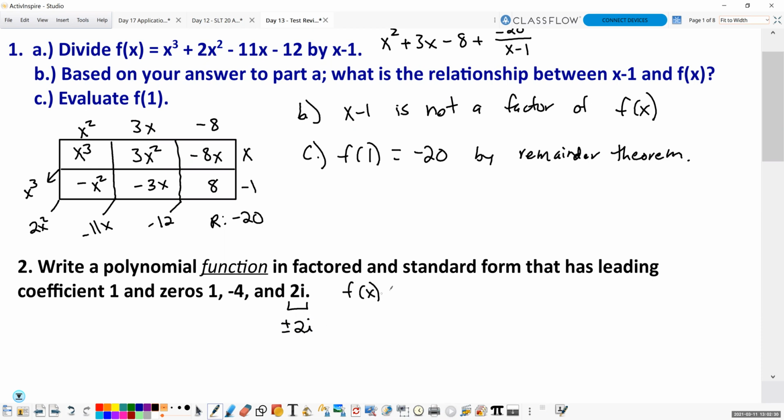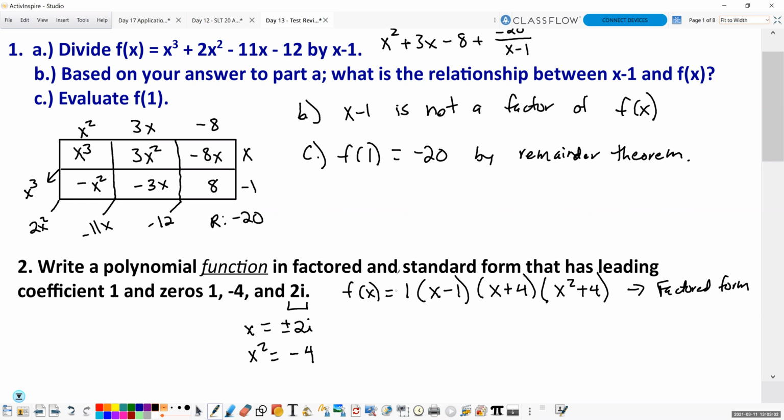So we've got f of x equals x plus 1. A 0 of 1 means a factor of x minus 1. A 0 of negative 4 means a factor of x plus 4. And we talked about this on Friday. If we've got zeros plus or minus 2i, well, that means at some point I took the square root of negative 4, and x squared plus 4 must have been the factor that gave me that. So there is factored form.